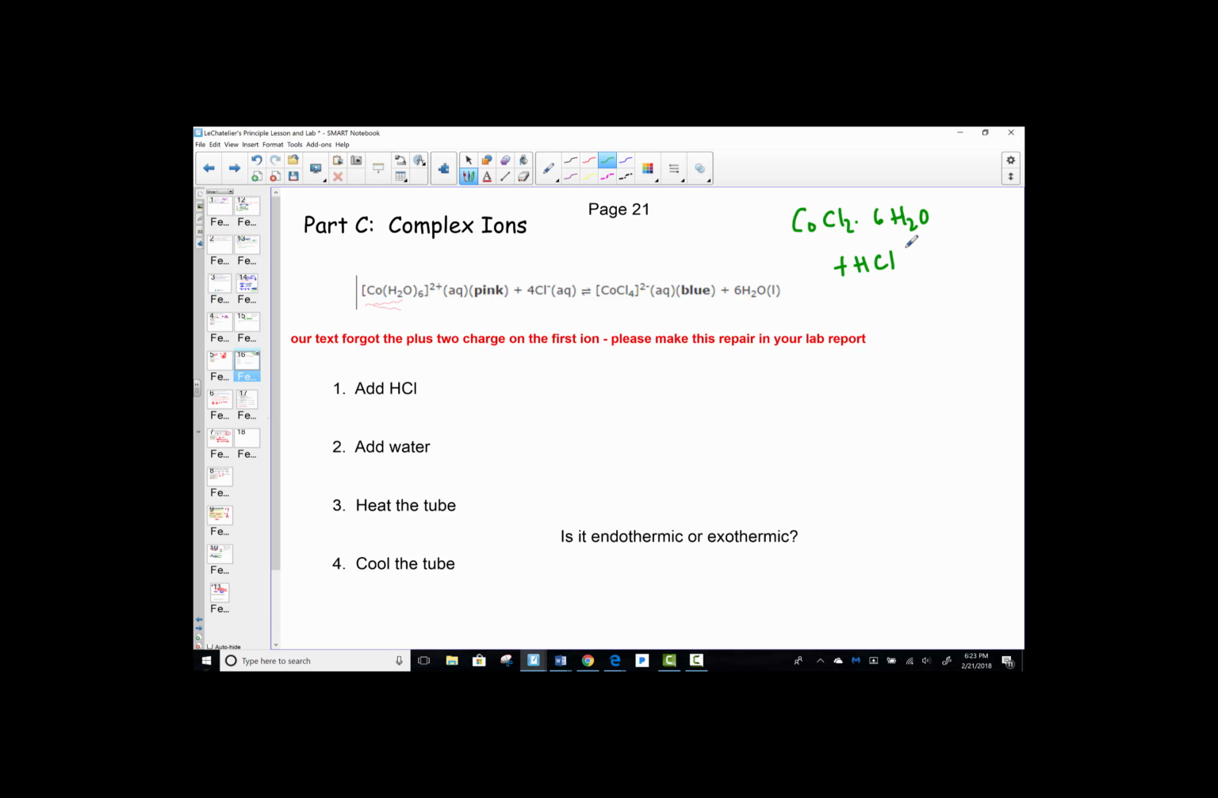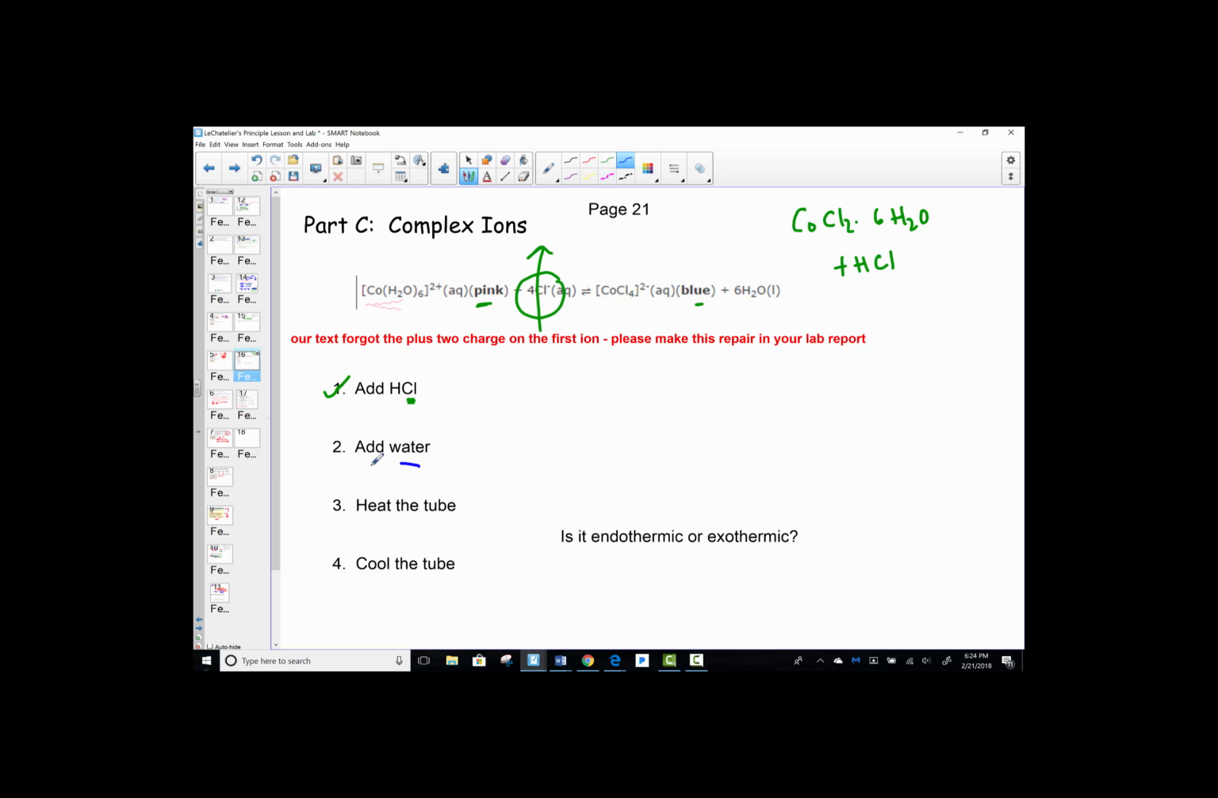So when you add HCl, you're actually creating this equilibrium that you're studying. So the very first time, when you add HCl, is it pink or is it blue? And that will let you know what side of the arrow you're on. Now let's think about that. If you're adding HCl, what's the ion in common? The ion in common is the Cl. You're going to be creating a stress of adding more chloride.